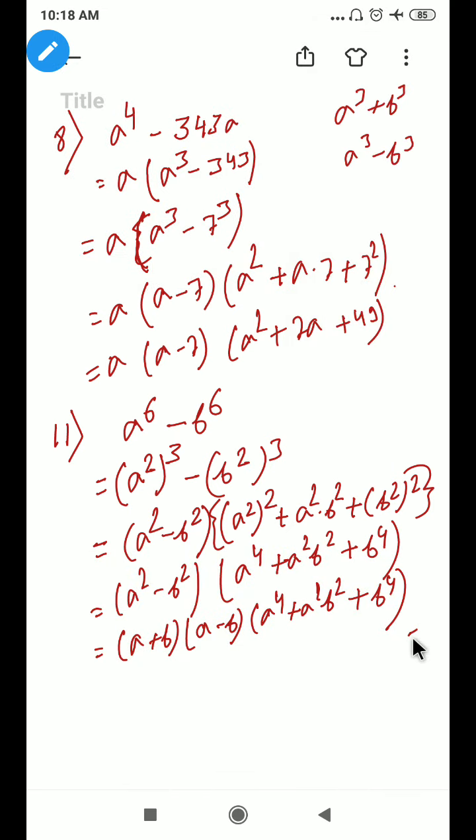Now our factorization process is completed. Now go to the next problem.